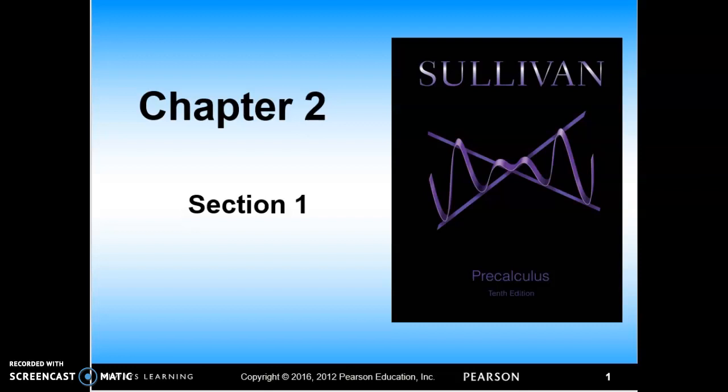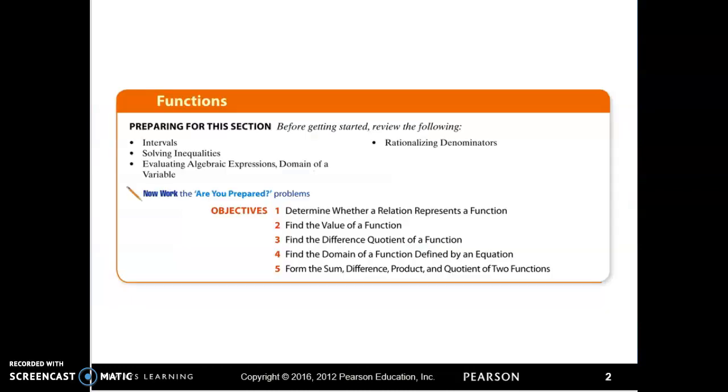Right, here we're going to go through section 1 in chapter 2. And in this section, we're really going to be talking about functions. So here we're looking at some of the objectives for today. We're going to figure out if a relation is a function and finding that value.